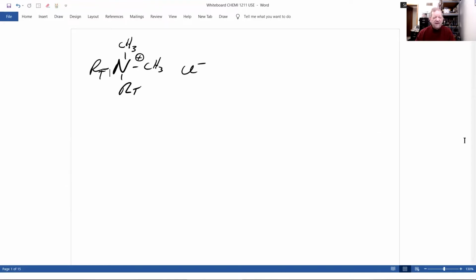Now, remember, even though we put this here, this is not bonded to the methyl group. It's really bonded to the nitrogen by an ionic bond, not a covalent.